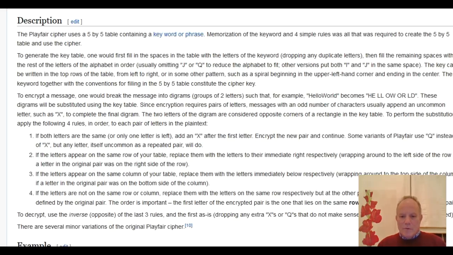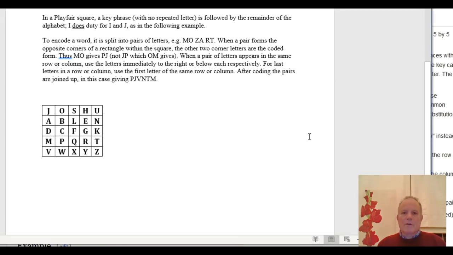And let's have a look at the rules. Almost every time you see a crossword with a Playfair code, it'll explain how a Playfair square works. So to encode a word, that word is split into pairs of letters. So Mozart, you split into M-O-Z-A-R-T. When a pair forms the opposite corners of a rectangle within the square, the other two corner letters are the coded form. So here, M-O, you use the other two corners of the rectangle as the output of the code. So M-O becomes P-J.